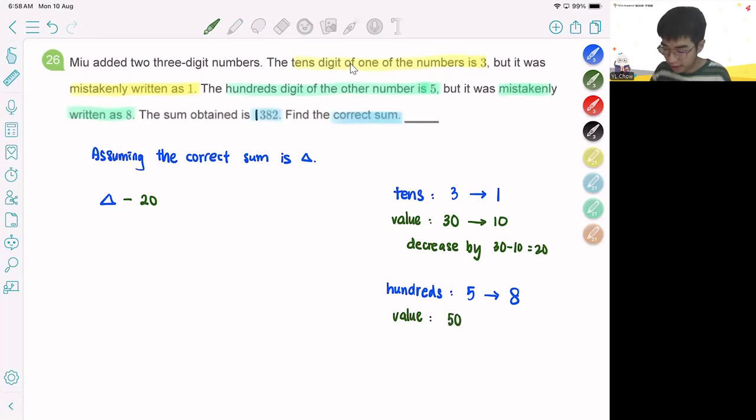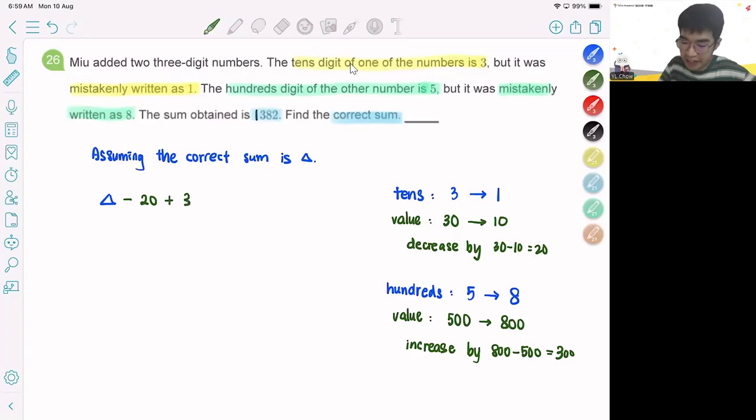This time it's hundreds, so it's 500. But now when I change the hundredths digit to 8, the new value is 800. It causes an increase or decrease in the value. From 500 to 800, the value is getting larger. So we are increasing the value by 800 minus 500 equals 300. So now we have a new increase of 300 in our value.